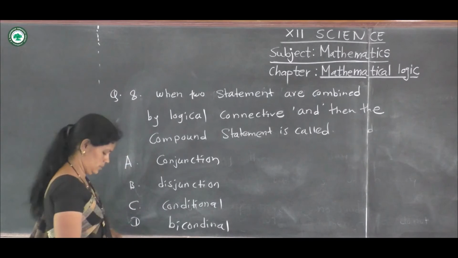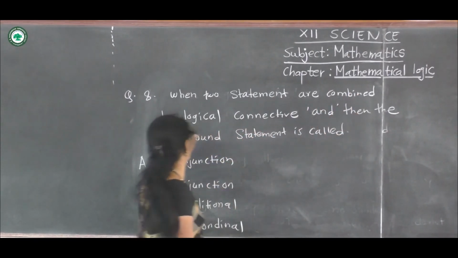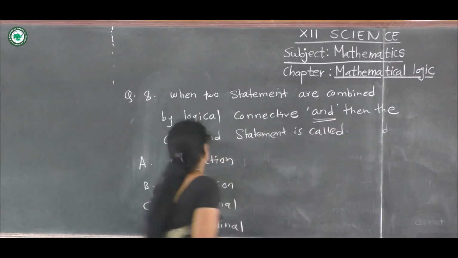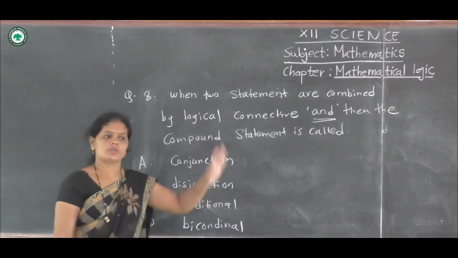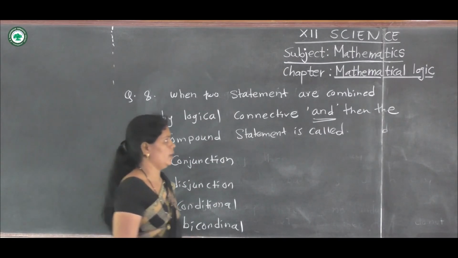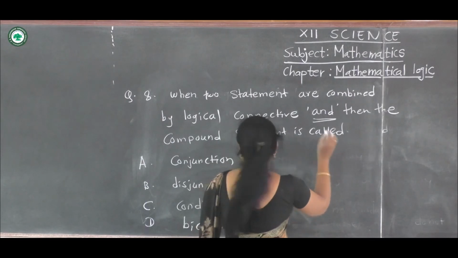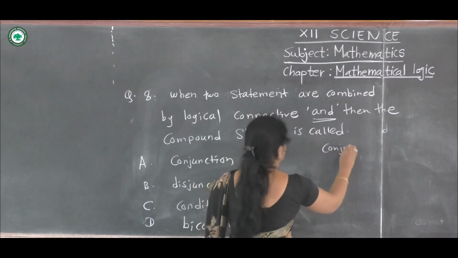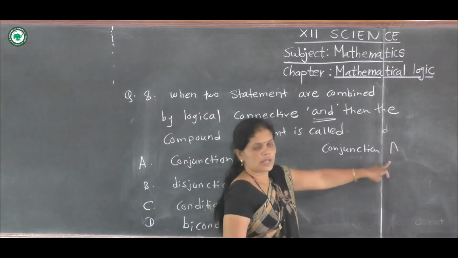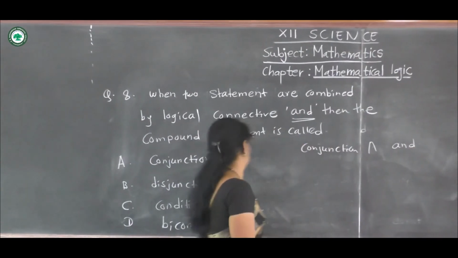Question number 8. When two statements are combined by a logical connective and, the compound statement is called what? We have to learn the table first. We know the logical connectives are conjunction, which has this sign, and combines statements with the word and.